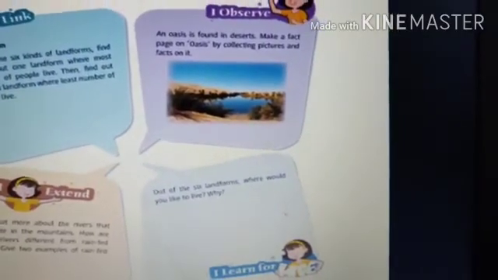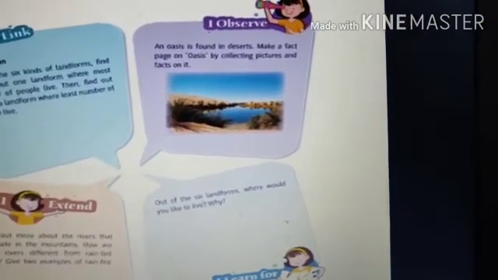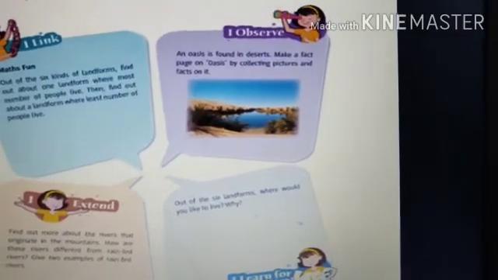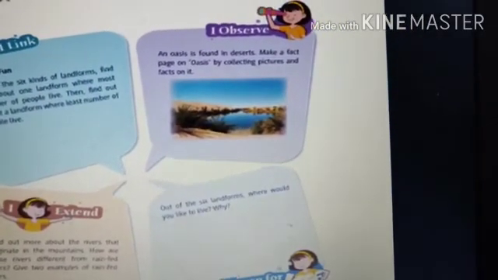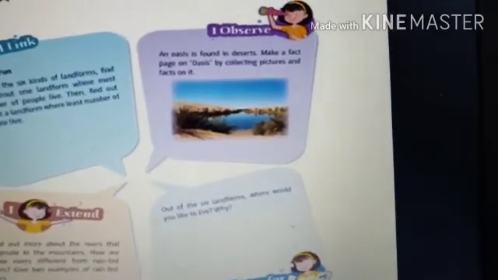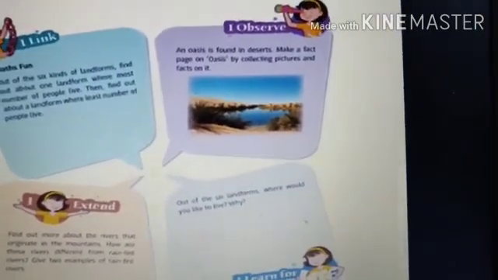Now next, an oasis is found in a desert. You have to make a fact page on the oasis by collecting pictures and facts on it. You have to do it by yourself, but I will tell you about the oasis. An oasis is a fertile spot in a desert where water is found. It is the place in the desert where water is found. You have to collect a picture and find out other facts on it.